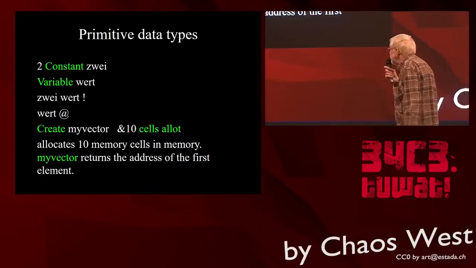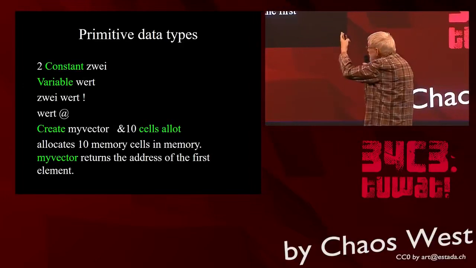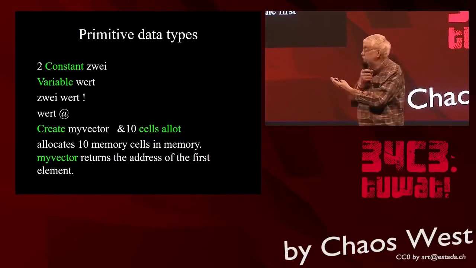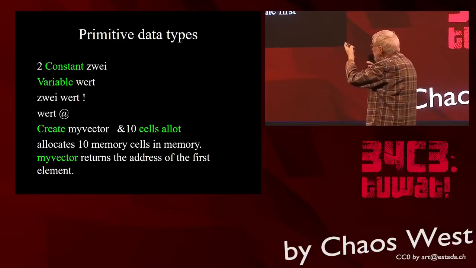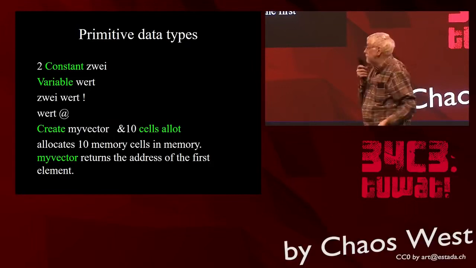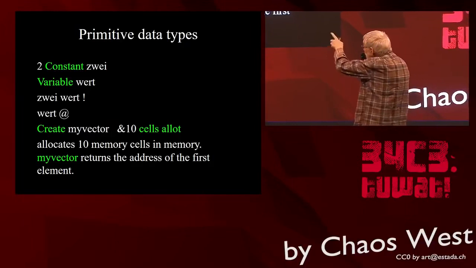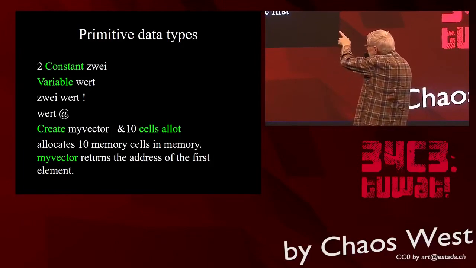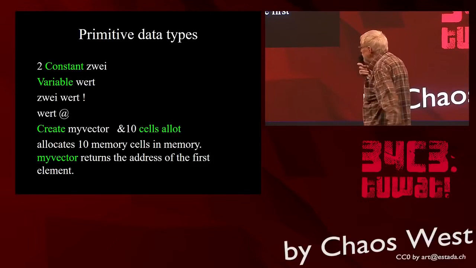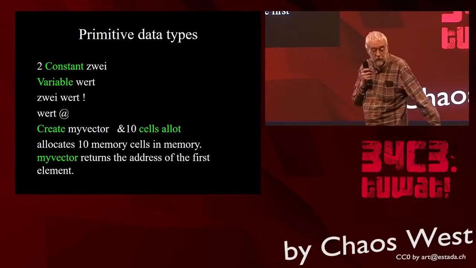Primitive data types. This is a definition of a constant. The constant consumes a number and you give it a name. A variable allocates one memory cell in memory. And so now that we defined two and Wert, you can do two Wert store. And then if you do a Wert fetch, you get a 2.